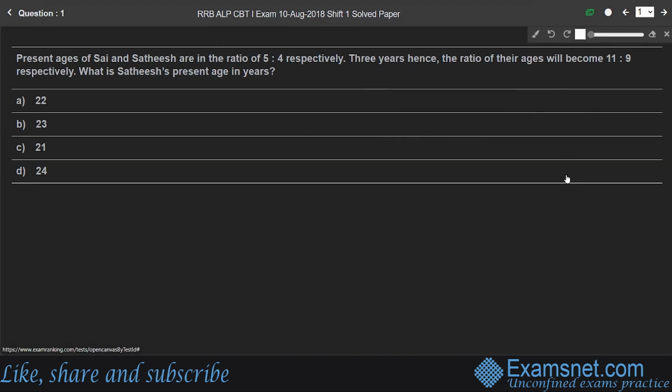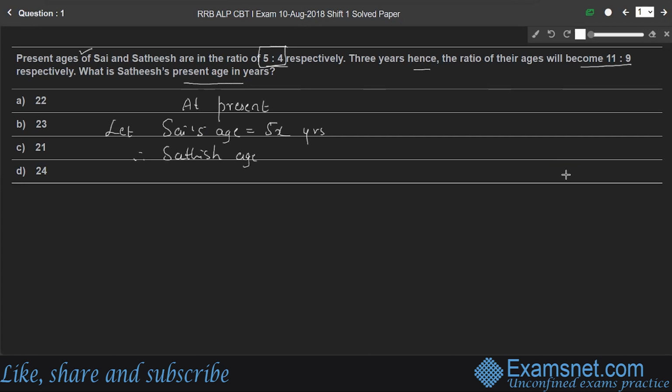Let's begin with question number 1. Present ages of Sai and Satish are in the ratio 5:4 respectively. 3 years hence, the ratio of their ages will become 11:9 respectively. So what is Satish's present age in years? We'll consider their present age. At present, the ratio of their ages is 5:4. Therefore, let Sai's age at present be 5x years. Satish's age at present is 4x years because the ratio is 5:4.